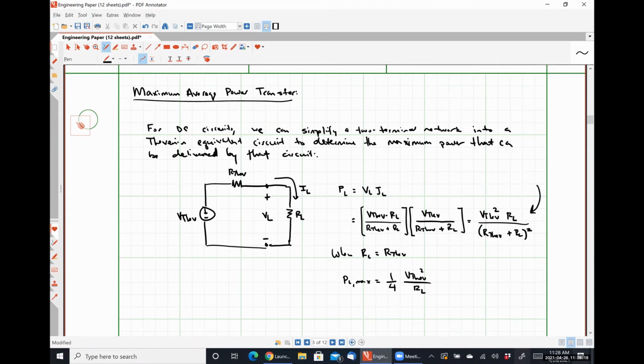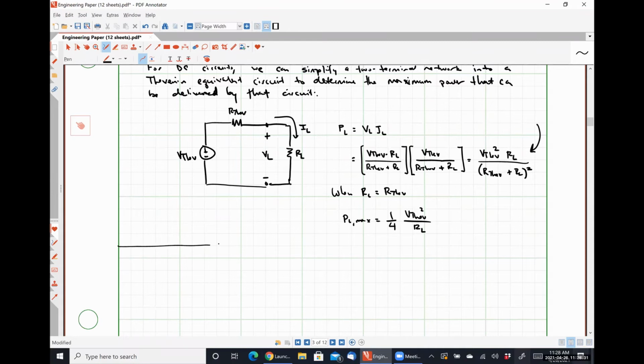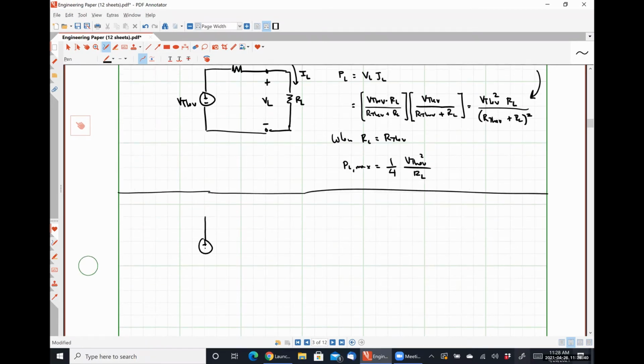We are going to do effectively that same thing, but with an AC circuit. So let's consider that we know what the Thevenin voltage phasor is for a particular circuit, and the Thevenin impedance for a particular circuit. And we are trying to find out the maximum power that can be delivered to an arbitrary load impedance ZL. So here is our phasor voltage VL, and here is our phasor current IL.